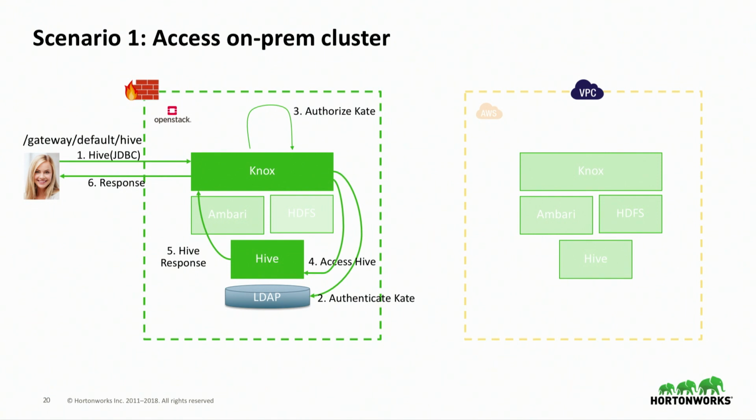I'll be using Knox line. She'll be connecting to Knox, and then Knox will authenticate her and authorize her. If authentication and authorization go well, then the request will be dispatched to the Hive process, and the response will be sent back to Kate. So I'll be moving to my command line.